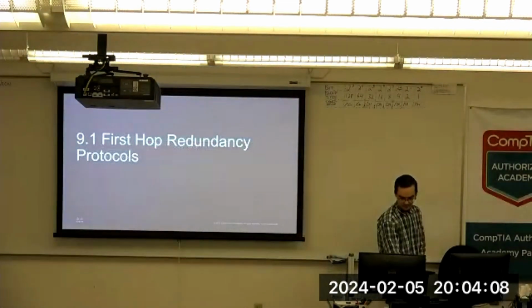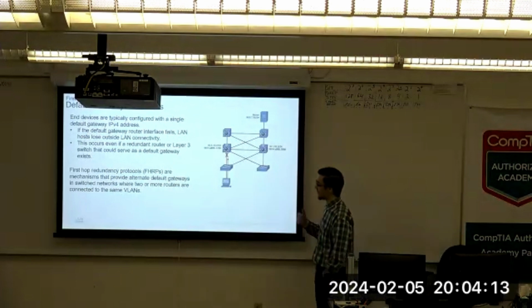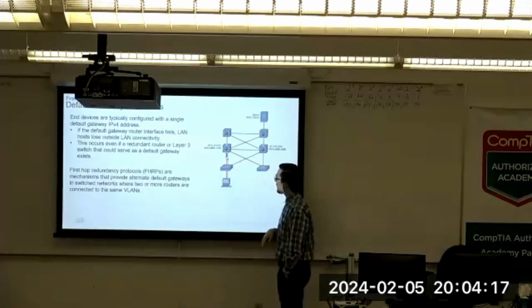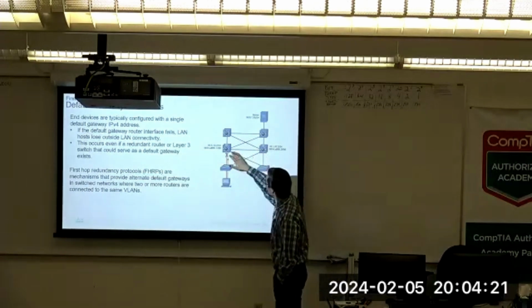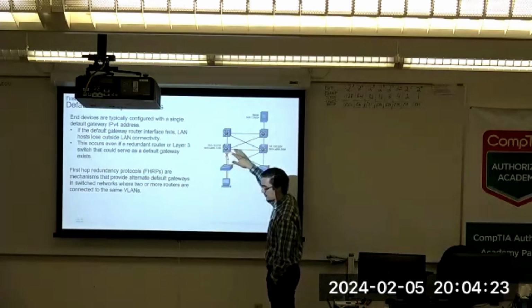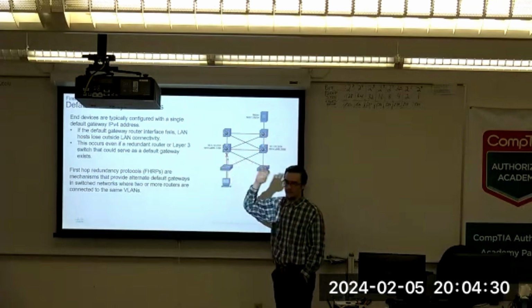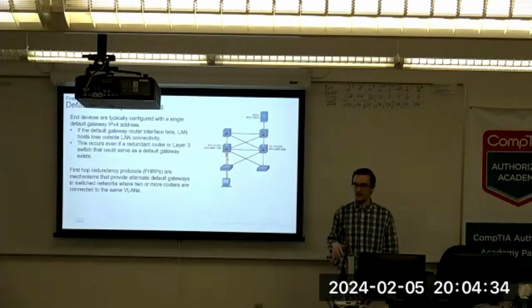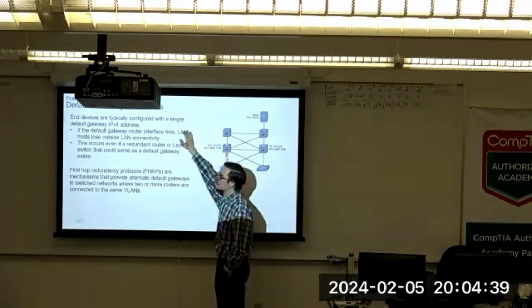All right, first hop redundancy protocols. End devices typically only have one IP address for a default gateway. Could you have multiple routers, each configured with the same routing protocols, the same adjacent networks? Yes, totally. But you are going to need two numbers inside the host's configuration.